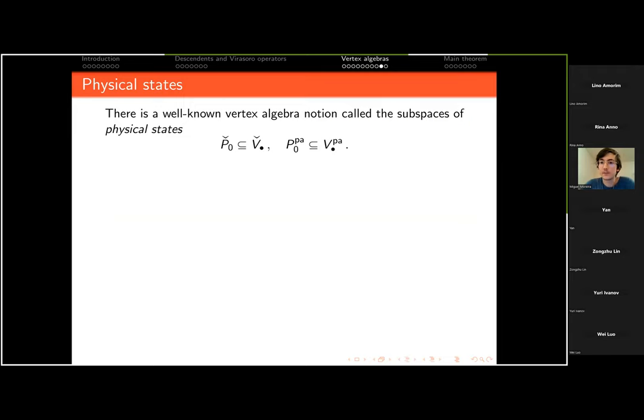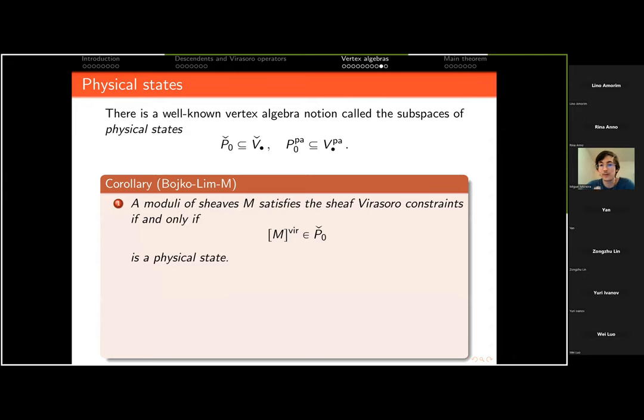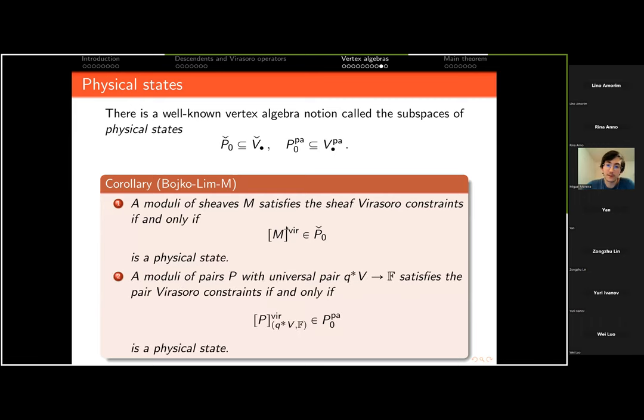Okay, and with this, there is an extremely natural formulation of Virasoro constraints. So in vertex algebra theory, there are these subspaces of physical states, which are basically elements that are annihilated by the Virasoro operators induced by the conformal element. And from the duality that I explained before, it becomes very easy to show that a moduli space of sheaves satisfies the sheaf Virasoro constraints if and only if this class is a physical state in Borcherds' Lie algebra. And the moduli space of pairs satisfies the pair Virasoro constraints if this is a physical state in the vertex algebra. And this difference, well, one is a Lie algebra, the other is a vertex algebra, because of the existence or not of universal objects.